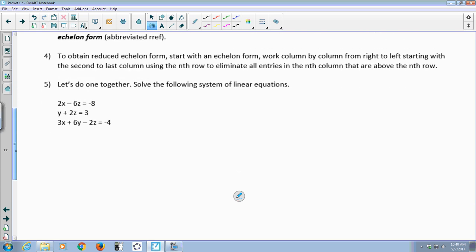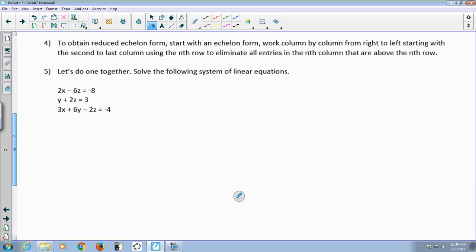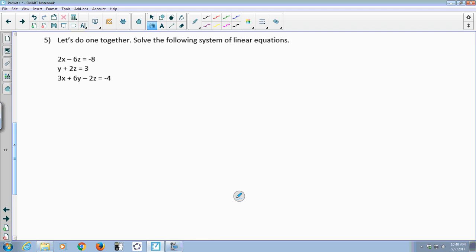So to obtain it, you work column by column, right to left. Okay. So we're going to do one together, and then maybe we'll do even another one together. Make sure everybody can do this algorithm before I let you try it on your own.